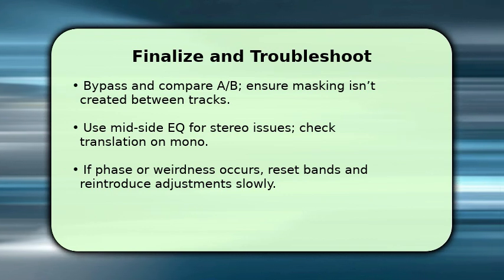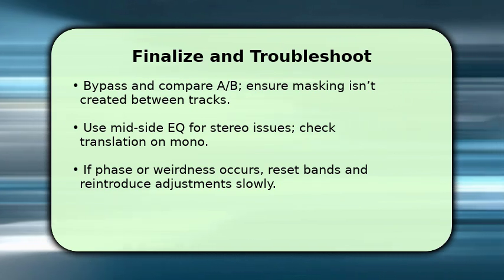If tracks mask each other, use subtractive cuts or move problematic bands to complementary tracks. Mid-side EQ helps open center versus sides. Once satisfied, check in mono and at low volumes to ensure translation.